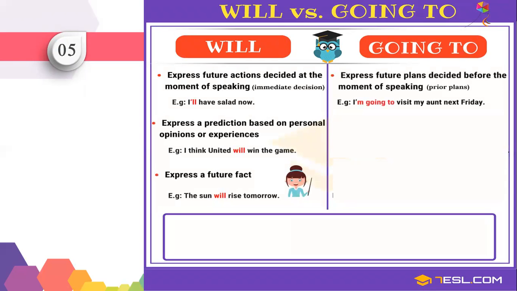So again, can you mention them or say them in Arabic? Even in Arabic. So offer العرض, request الطلب, spontaneous decision أو القرار المفاجئ العشوائي, prediction with no evidence, تنبؤ الغير مبني على دليل. If you remember the example of rain, it will rain, it is going to rain. The first example, it will rain, there's no evidence. مفيش دليل إن هي هتمطر.